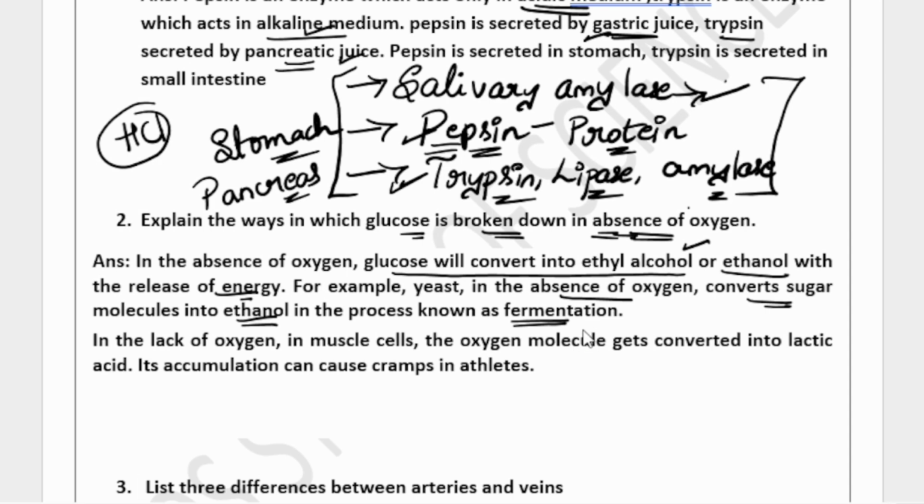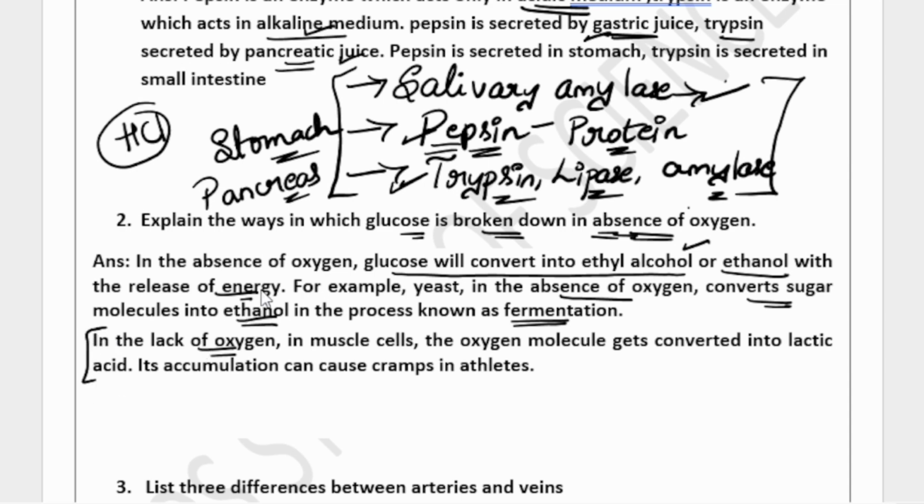What is fermentation? It is the process where the yeast respires in the absence of oxygen. As a result, the conversion of sugar molecules takes place to form ethanol. This process is called fermentation. Right. So see here, in the lack of oxygen, what happens? So this is another point.